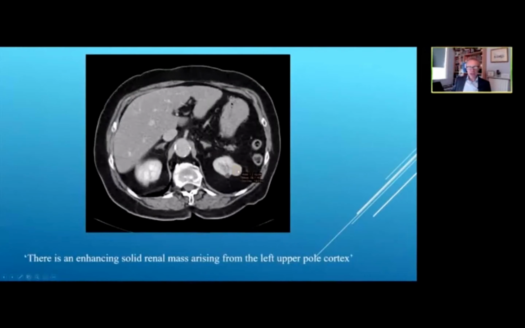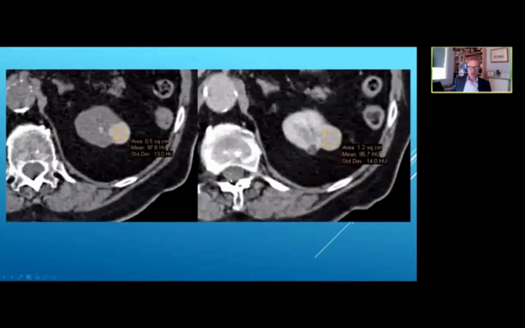This is what I don't like to see, and we see this in our MDT not infrequently. There's an enhancing solid renal mass arising from the left upper pole cortex, was the report for this scan. How do you know that enhances? You've got no pre-contrast scan. So let's do the pre-contrast and the post-contrast.